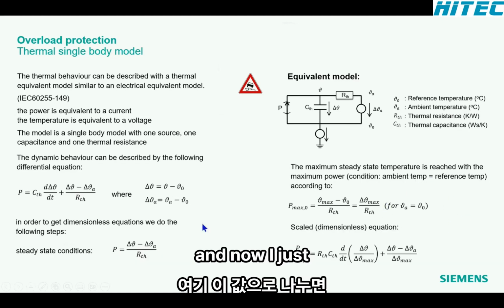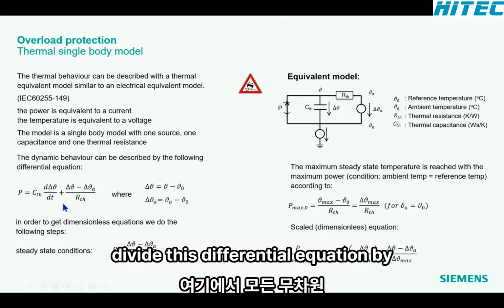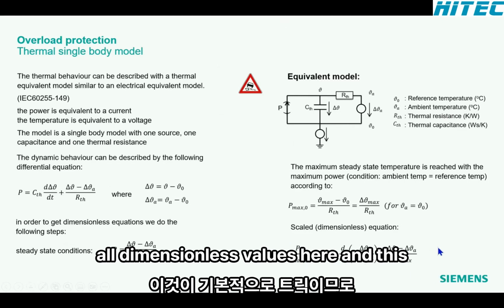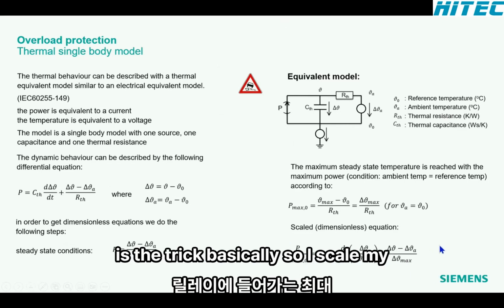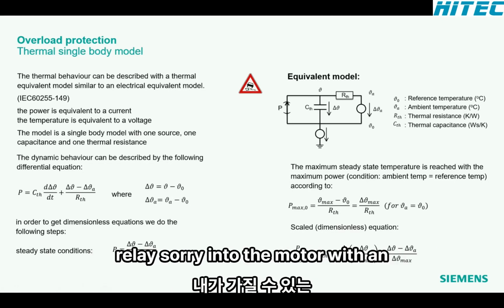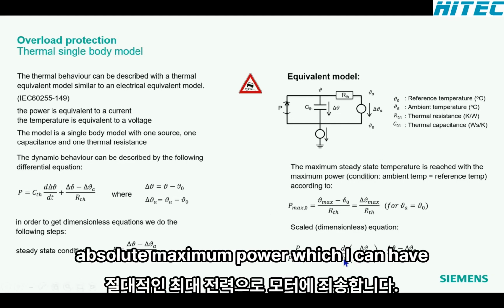And now I just divide this differential equation by this value here, and then you see I get all dimensionless values here. And this is the trick basically. So I scale my maximum power which goes into the motor with an absolute maximum power, which I can have here.